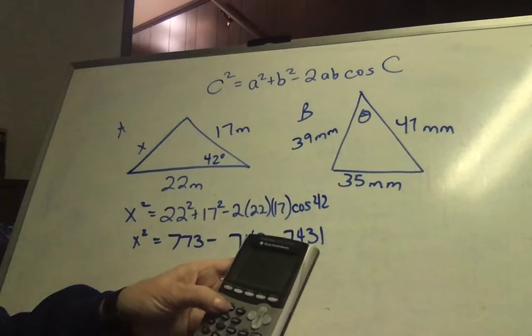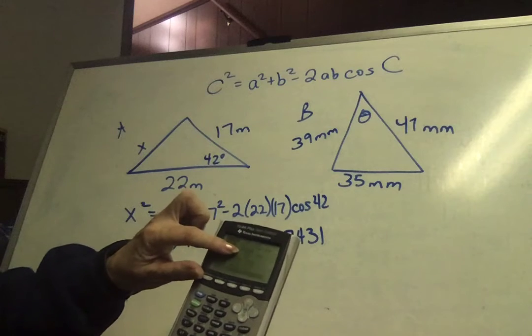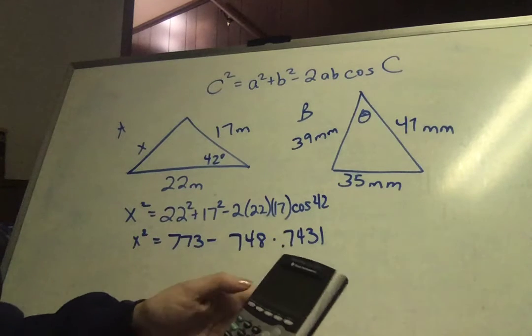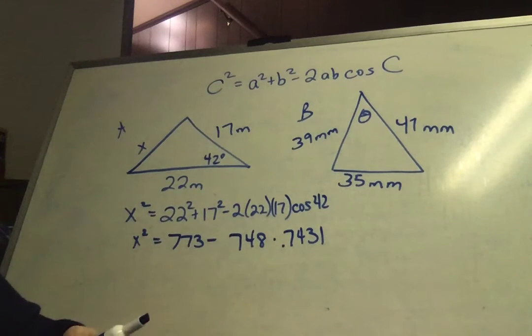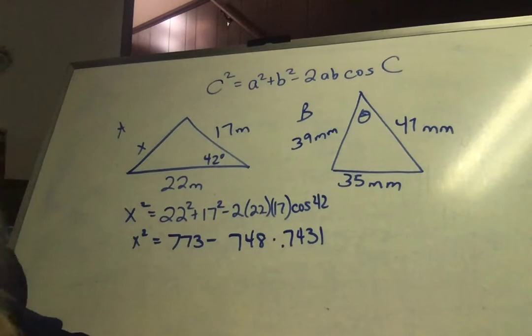Like this one, I can check. Mode is saying, third one down, degrees. Okay, so I can then just put that in the calculator. 773 minus 748 times 0.7431. This one says round to the nearest tenth.